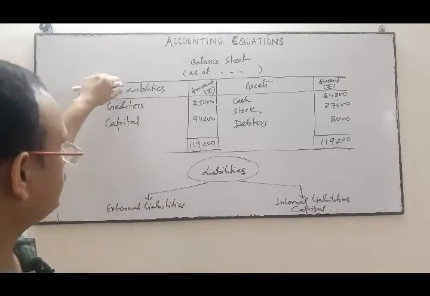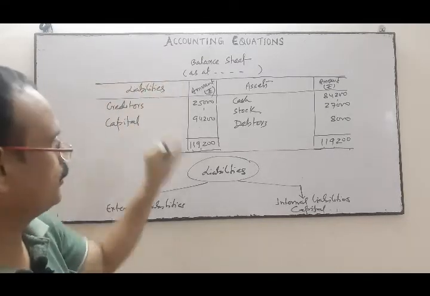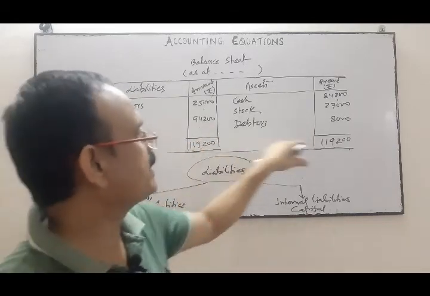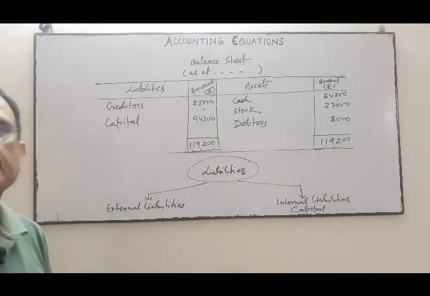So this side, liability, means capital and liability both, capital plus liability. The equation will always be balanced. This side is 1,19,200 and this side is also 1,19,200. So the equation is balanced.